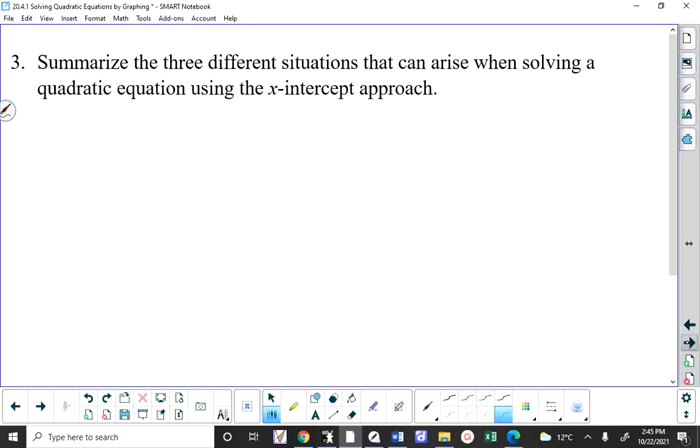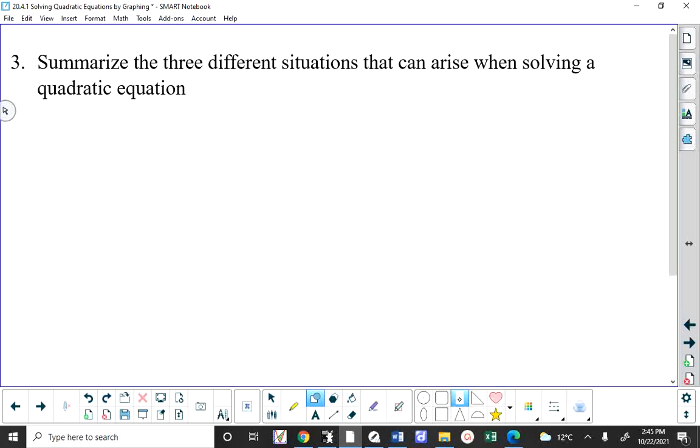Summarize the 3 different situations that can arise when solving a quadratic equation using the x-intercept approach. Well, you know what I could have done here, everybody, is I could have said, summarize the 3 different situations that can arise when solving a quadratic equation. Because whether we use the x-intercept approach or any other approach doesn't matter. The graph of the corresponding function might have 2 x-intercepts, it might have 1 x-intercept, or it might have 0 x-intercepts.